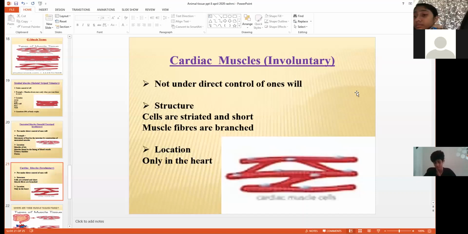Ma'am, are there muscles inside the bone? No. Muscles are there outside the bone, not inside. Okay. Any other questions, children?